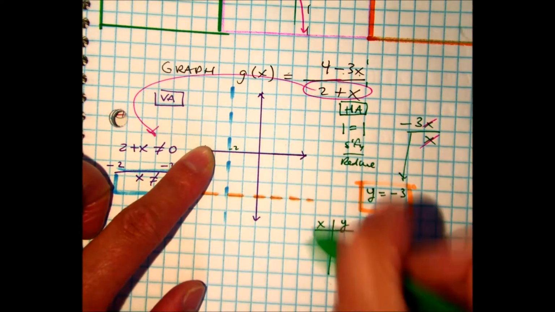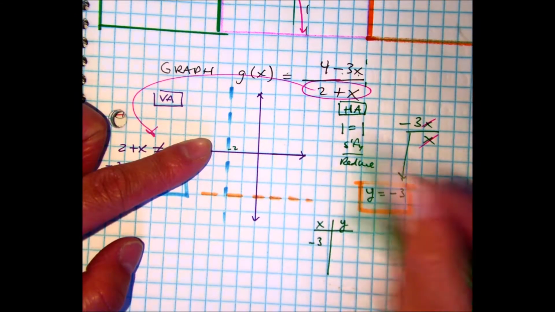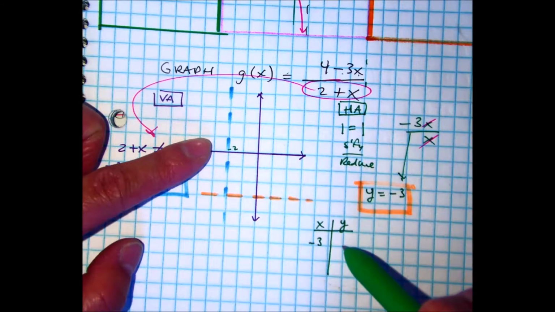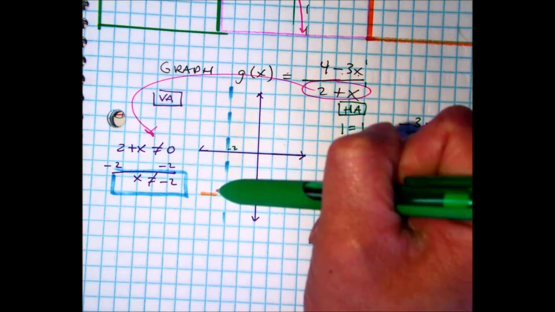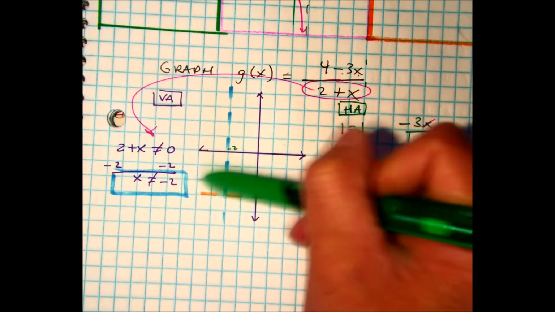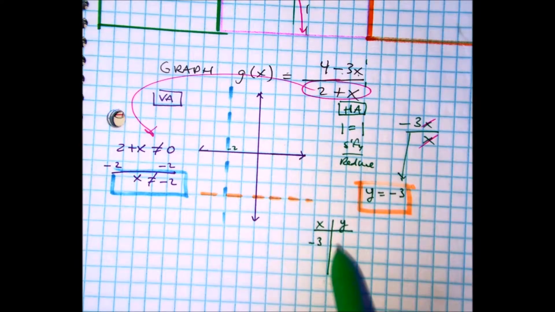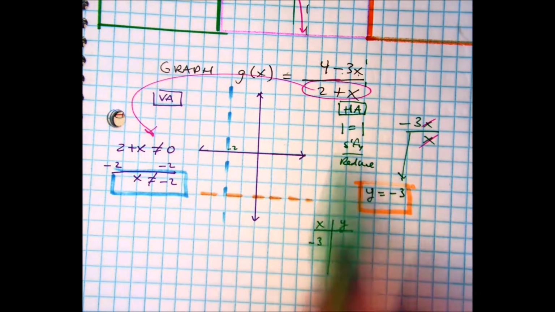Let's just pick negative 3. Here's the question. If I put in negative 3 back into my function, what output do I get? If I get a positive value, then I know it's somewhere up here, including anything higher than negative 3. If the output is below negative 3, that means my graph is below that horizontal asymptote. So let's try negative 3.